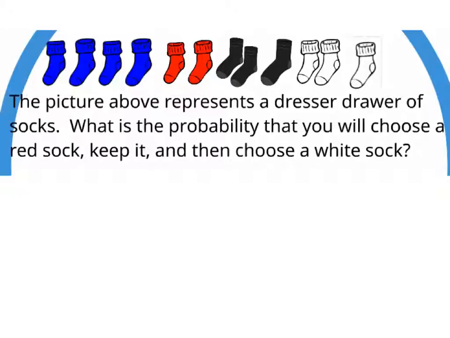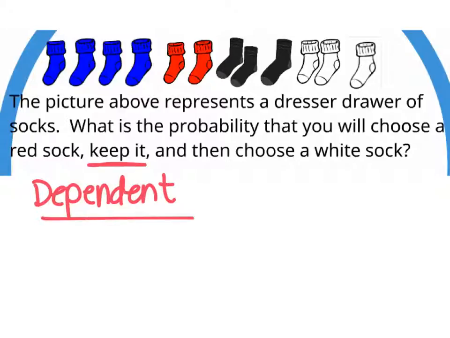So I'm going to show you what that means by an example. The picture above represents a dresser drawer of socks. What is the probability that you will choose a red sock, keep it, and then choose a white sock? Now here's the big thing that's changed. This phrase "keep it" is a dependent phrase. We learned about independent phrases in the previous video.